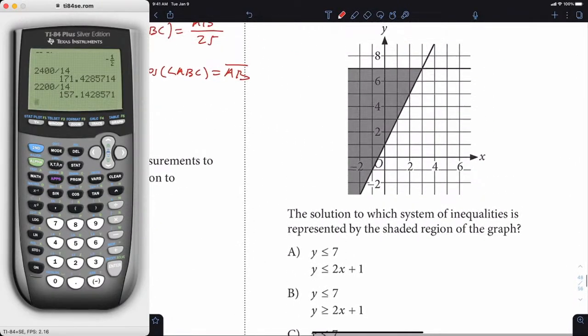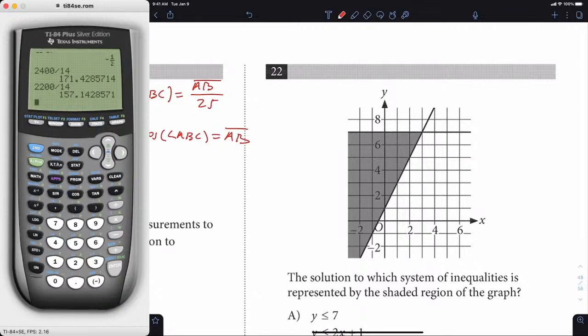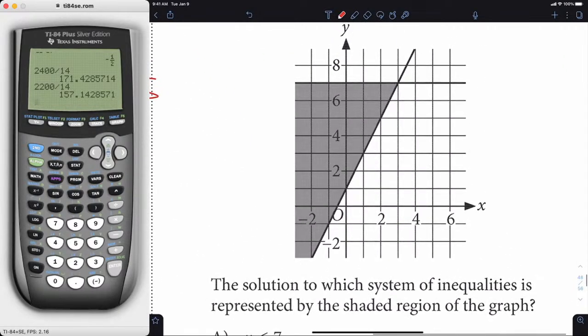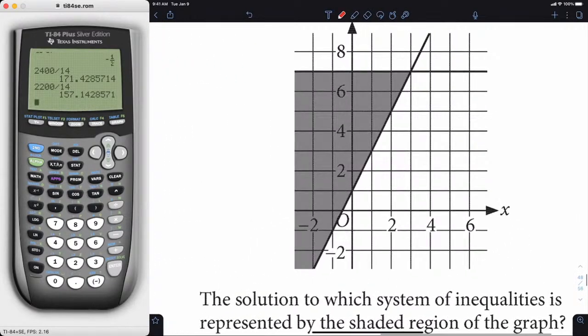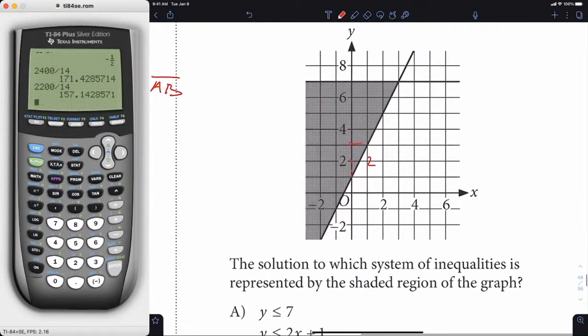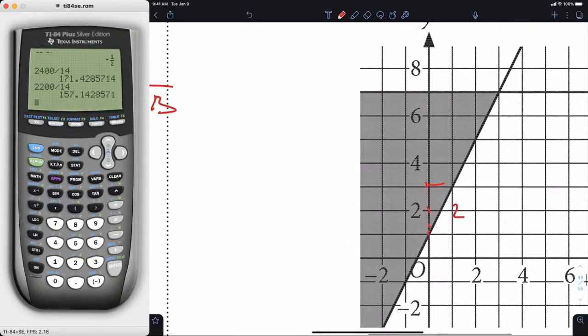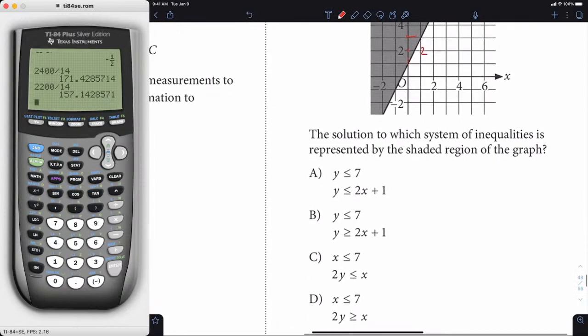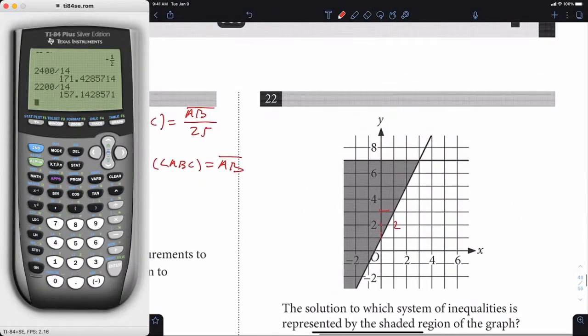The solution to which of the system of inequalities is represented by the shaded region of the graph? This line looks a little bit like... Let's see, the rise is 2, the run is 1, so that's a slope of 2. So it's going to be 2x plus 1. Y has got to be greater than 2x plus 1. Oh, there's 2 lines. I see. The 7 right here. Okay. So y has to be less than or equal to 7, and then y has to be greater than or equal to 2x plus 1. That's the answer.